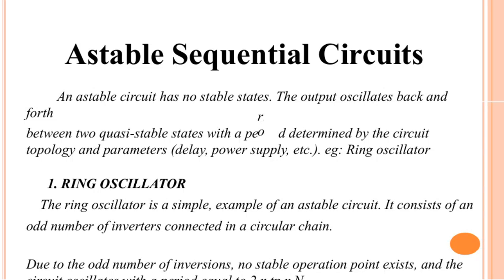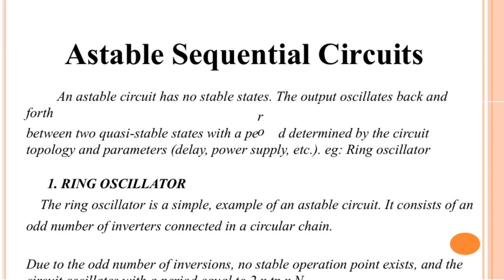An astable sequential circuit is one that doesn't have any stable states. Instead, its output continuously oscillates between two quasi-stable states. The period of this oscillation depends on factors like the circuit's design, delay characteristics, and power supply.